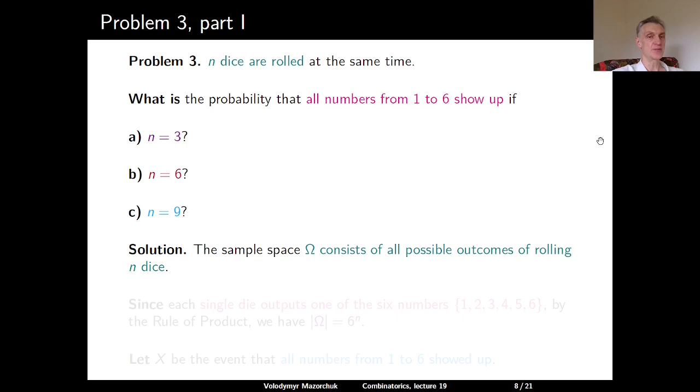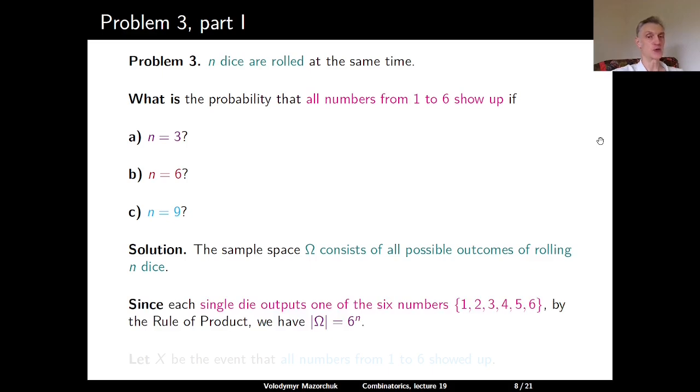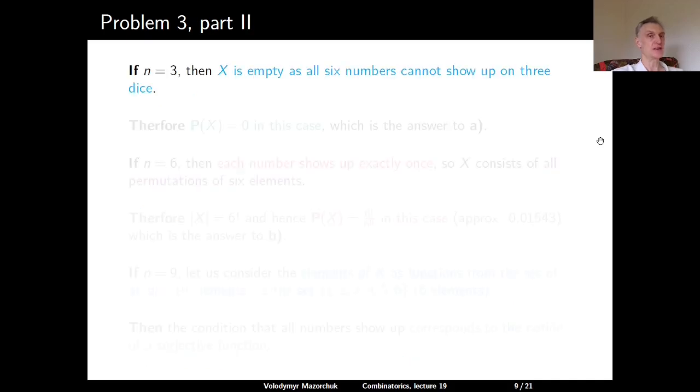Solution. The sample space omega here consists of all possible outcomes of rolling n dice. Since each single die outputs one of the 6 numbers 1, 2, 3, 4, 5, 6, by the rule of product, the cardinality of omega is 6 to the power n. Let x be the event that all numbers from 1 to 6 showed up. If n is equal to 3, then x is empty because we cannot have 6 numbers when we only have 3 dice. Therefore, in this case, the probability of x is 0, that's the answer to part A.